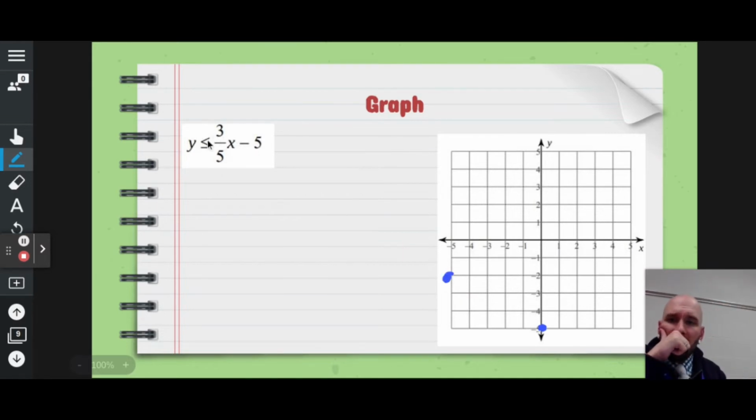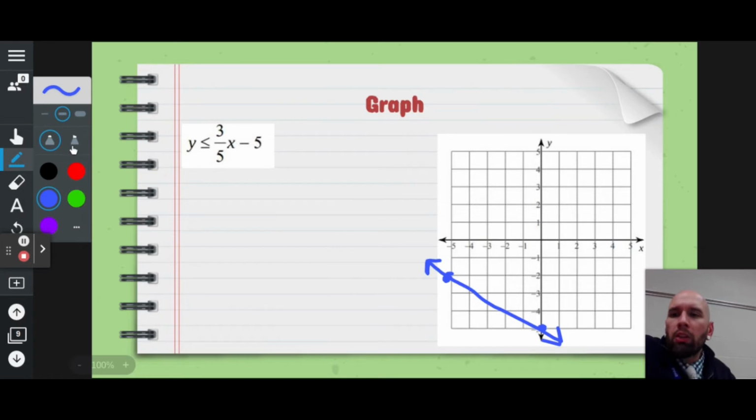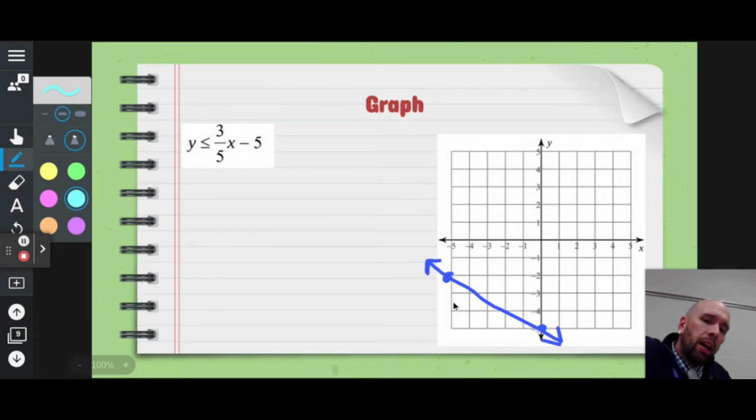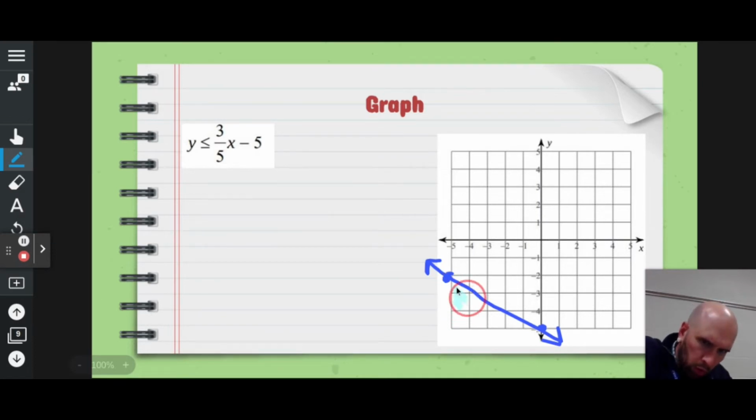Now, this is a less than or equal to. If it was a less than or a greater than, I would make a dashed line. However, if it's an or equal to, I make a solid line because the line counts. So there's my line. This is a less than or equal to, which means I shade underneath the line. Underneath the line is down here, so I'm going to do a little shading right here. Pick the skinny pen. Works out just fine.